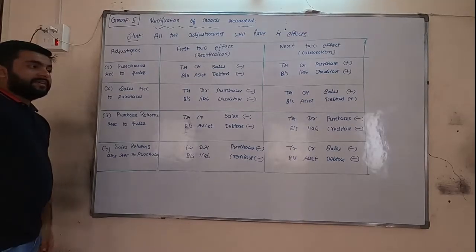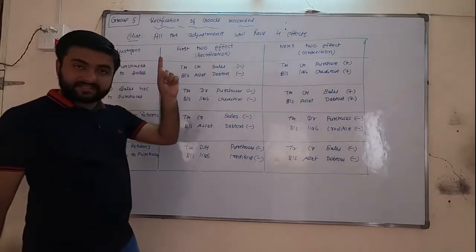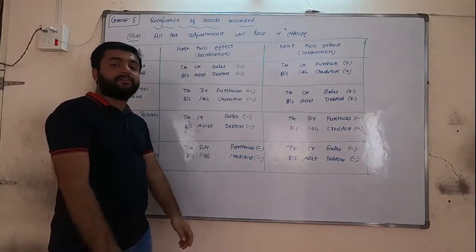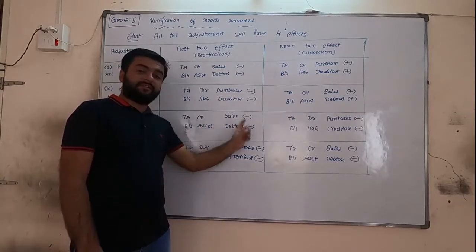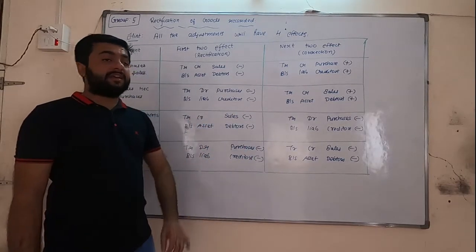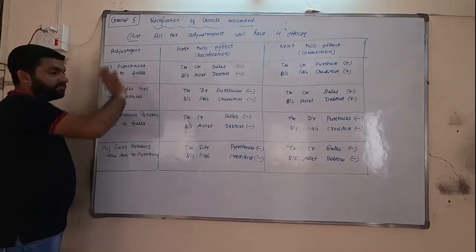Okay, now adjustment number 2. Sales are wrongly recorded to purchase. Actually they are sales, but they are recorded to purchase. So in purchase it should not come: purchase minus, creditors minus. Actually they are sales: sales plus, debtors plus. So the first two are over.